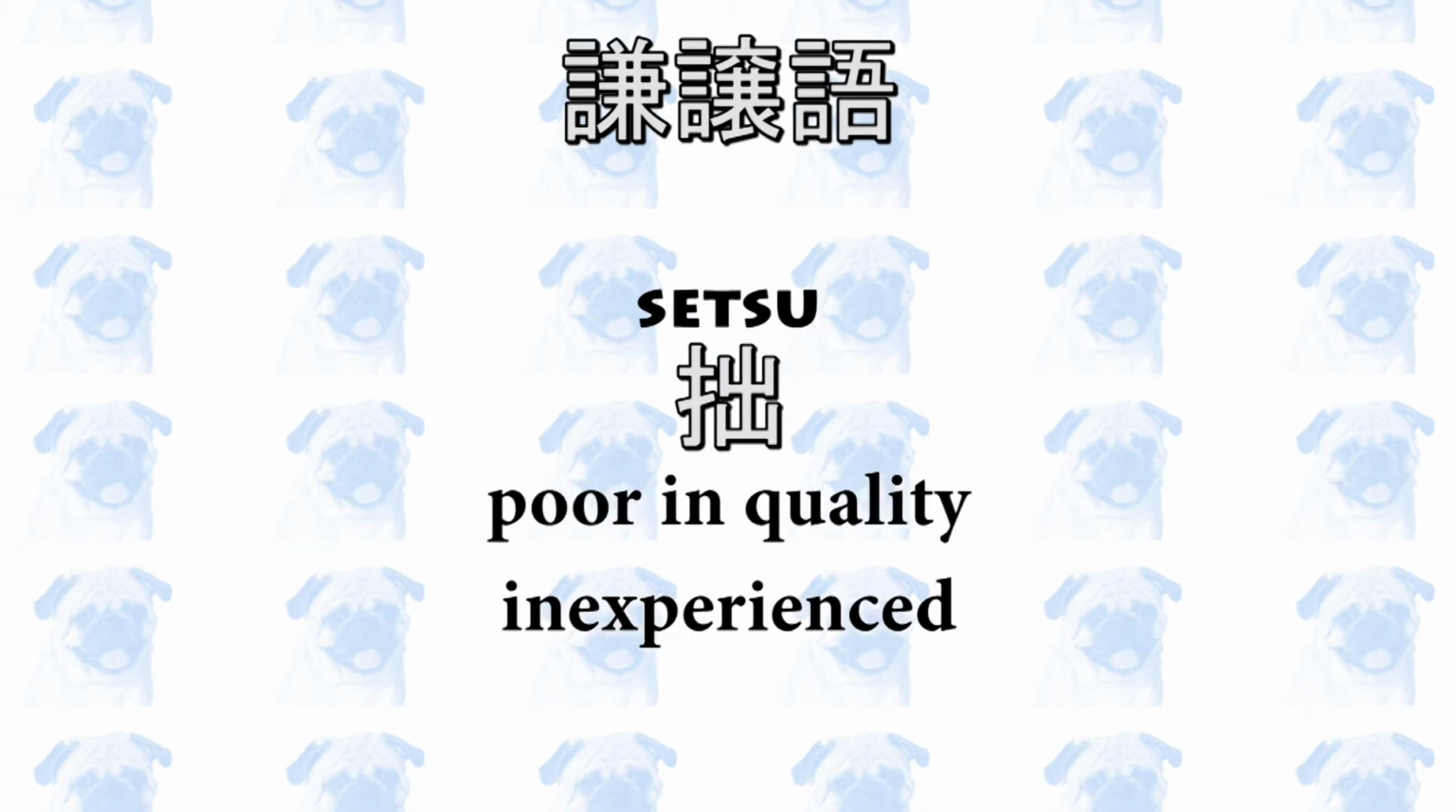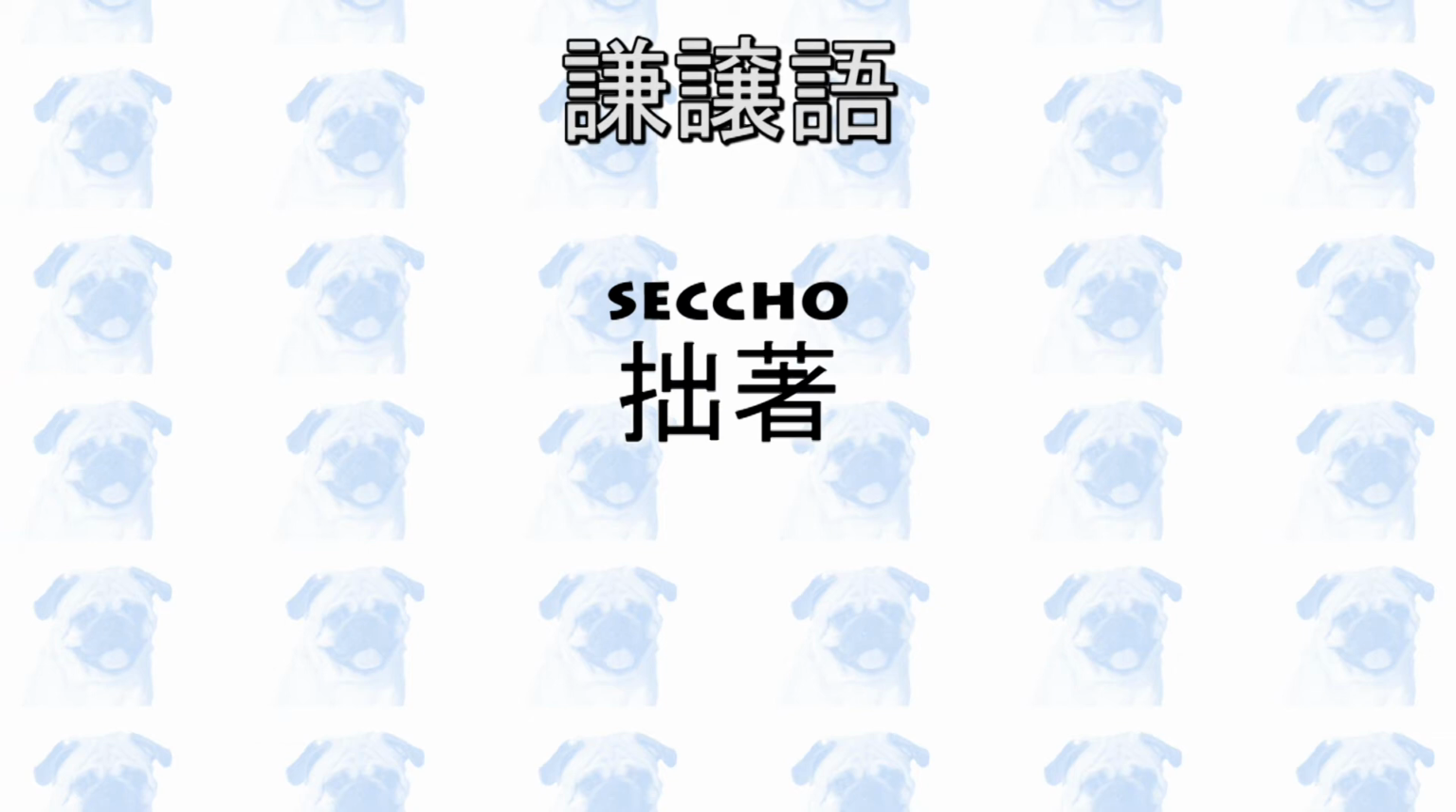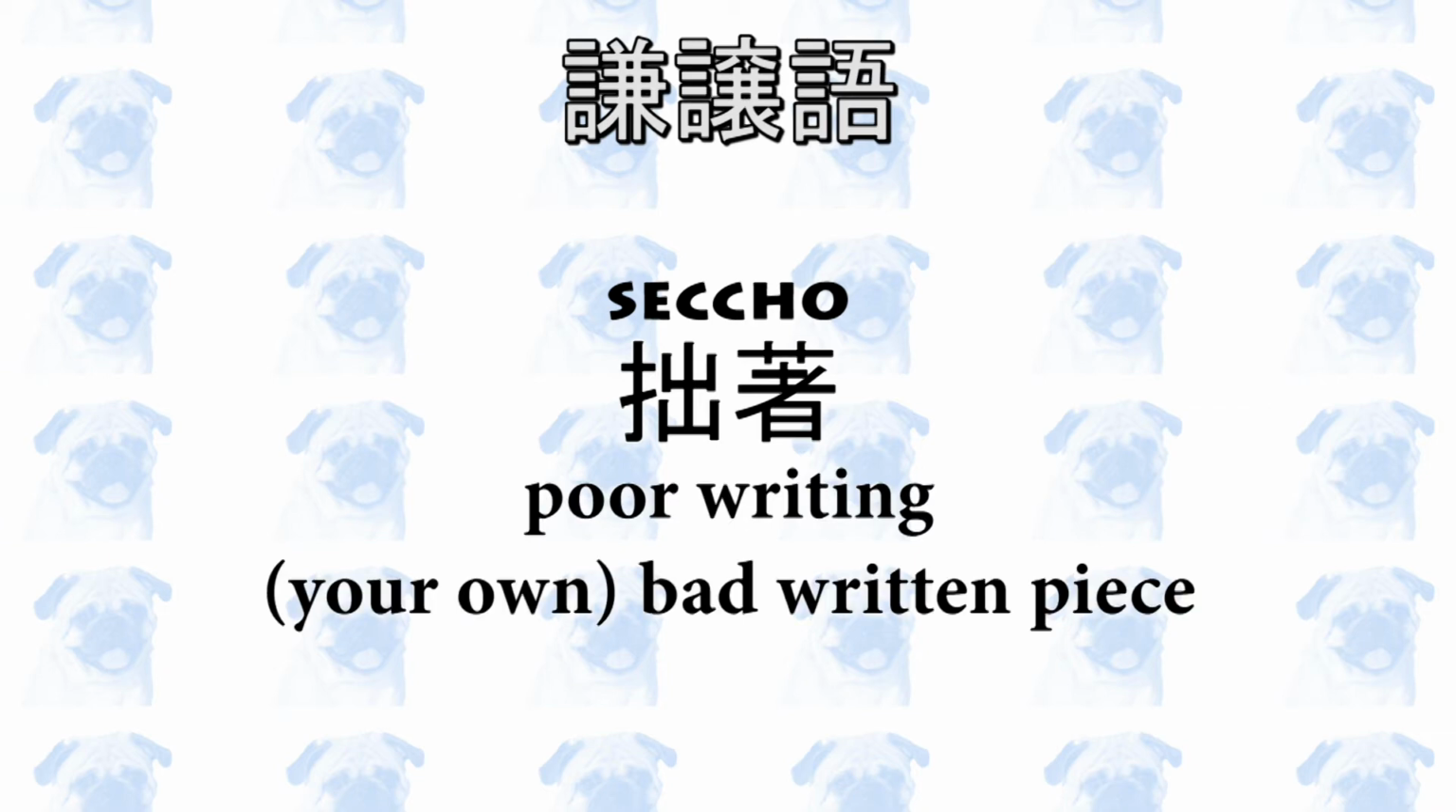Another common prefix is setsu. This kanji means poor in quality or inexperienced. An example would be setcho. The second kanji, cho, usually means writing. Therefore, setcho means poor writing, and this word refers to your own writing, especially your own books.